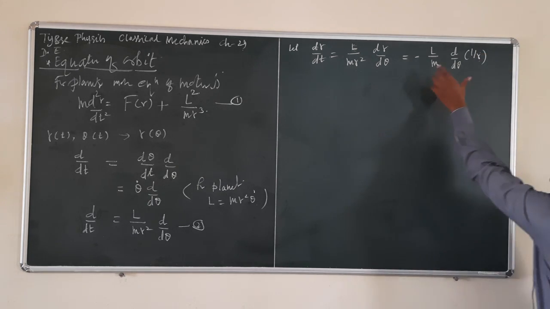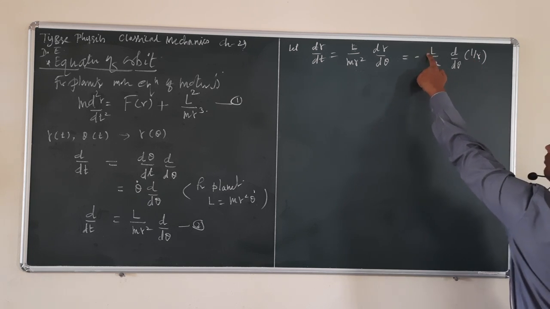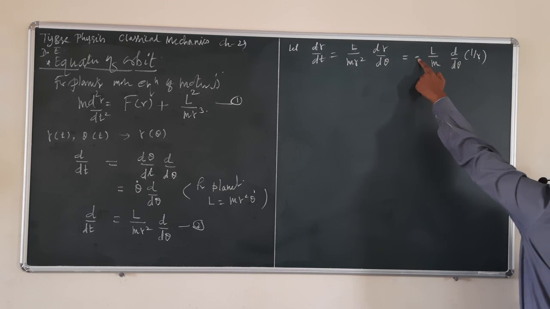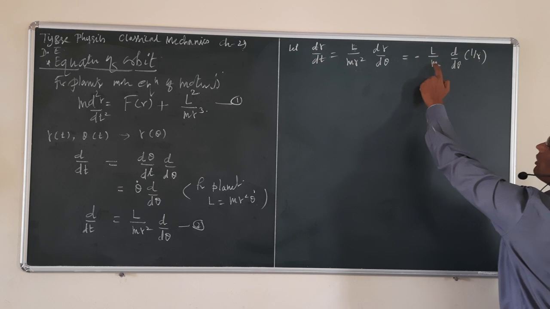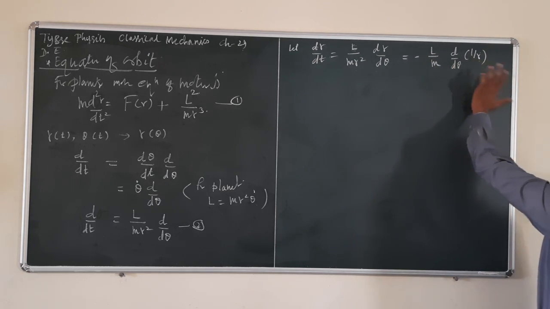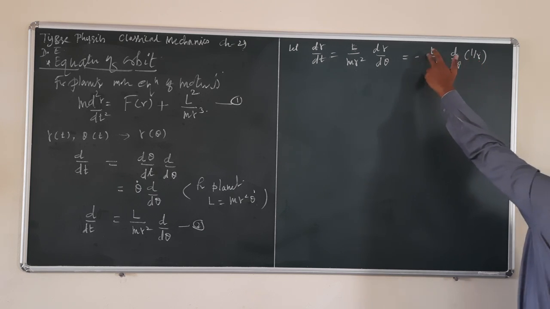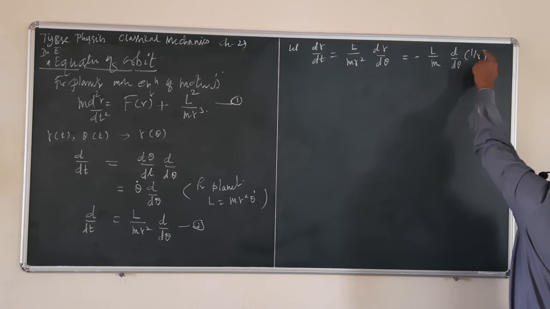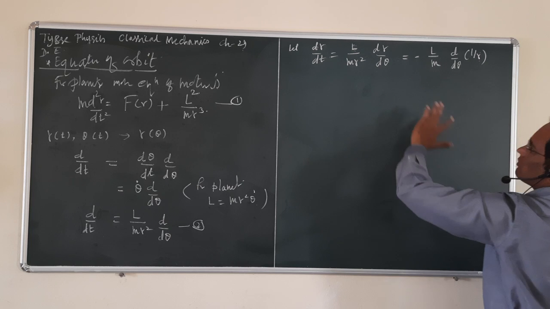How can we write this? If you take the derivative of 1 upon r, the derivative of 1 upon r is minus 1 upon r square. So that minus sign will go out with this. So minus 1 upon r square. So that becomes L divided by m r square, and again, the derivative of r with respect to theta. If we take the derivative of 1 upon r, what will it be? Minus 1 upon r square, and again the derivative of r with respect to theta. So this term is nothing but this term.